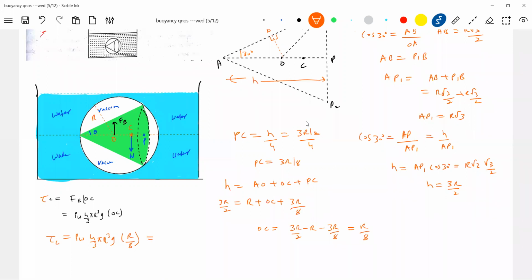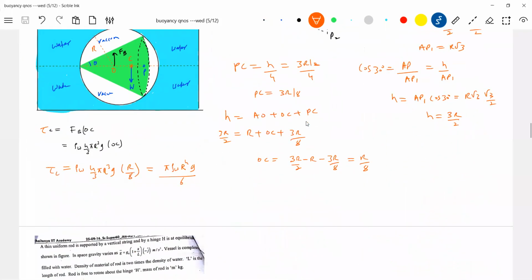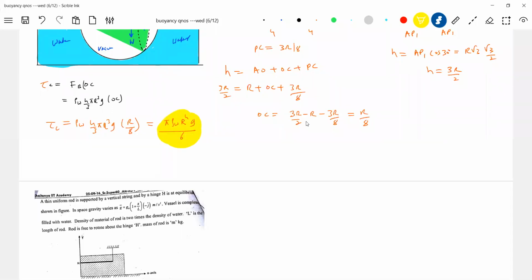How much will we get? This 1/4 will be pi rho W R cube G by 6, R to the power of 4. Okay, this is the thing. Again, substitute the value of R. Leave that one, this will be our answer. Do the calculation later on.